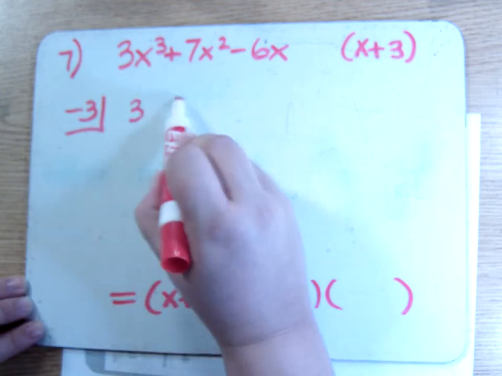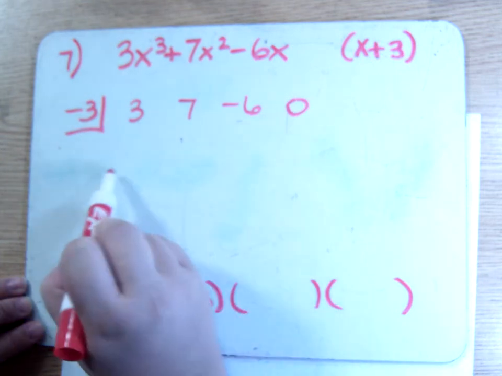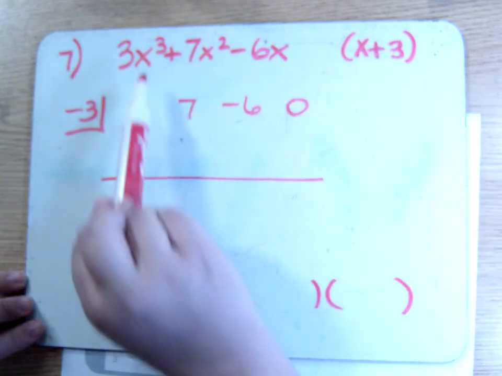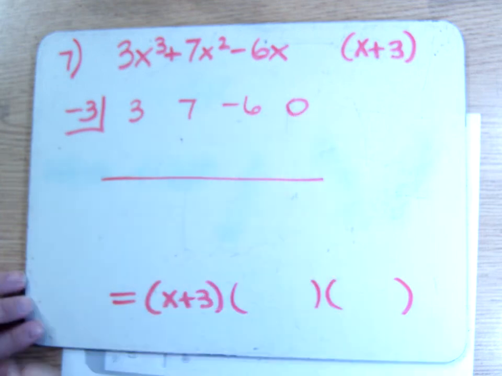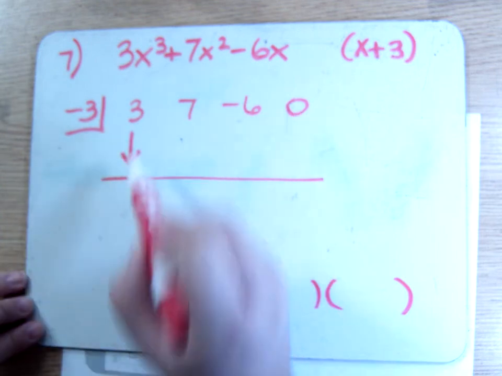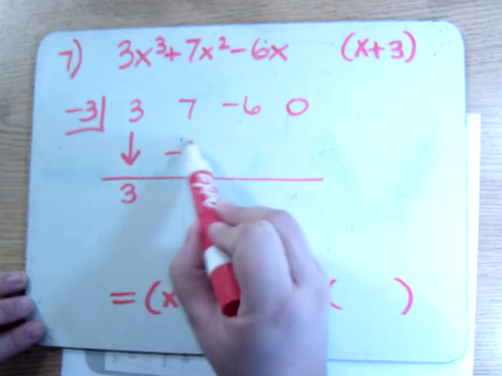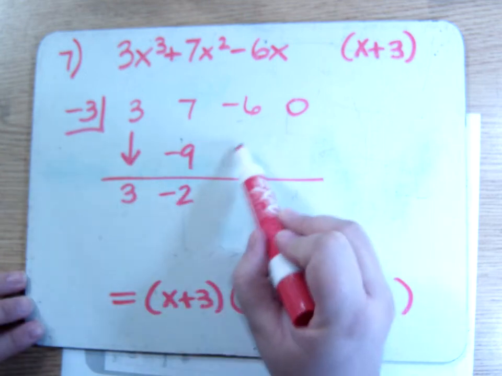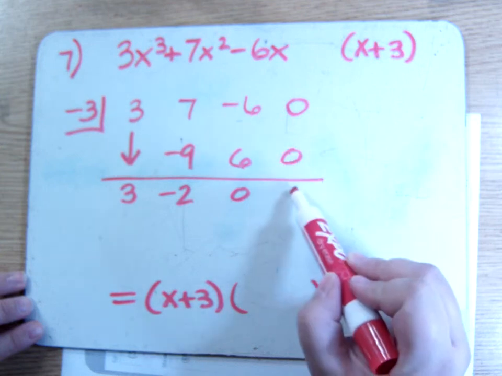3, then 3x cubed plus 7x squared minus 6x, and I do have to put 0 for the x to the 0 term. The fact that I don't have a constant term, I have to write 0 for that. Because this is x to the third, x to the second, x to the first, I have to do an x to the 0. Bring this down, and I have 3. Negative 3 times 3 is negative 9. Add. Negative 3 times negative 2 is 6. Add. Negative 3 times 0 is 0.